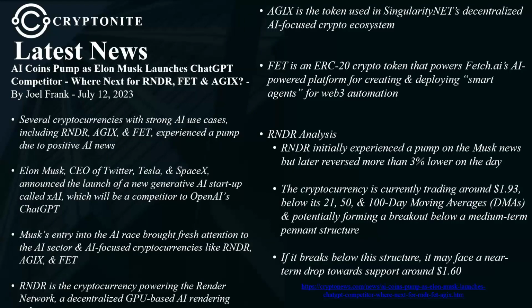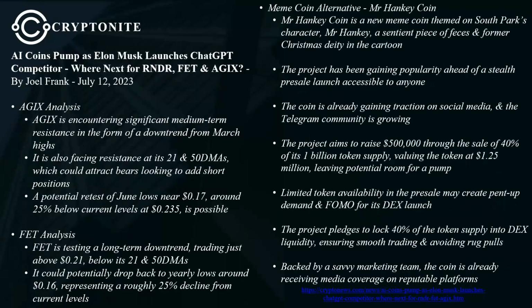The cryptocurrency is currently trading around $1.93, below its 21, 50 and 100-day moving averages, and potentially forming a breakout between a medium-term structure. If it breaks below this structure, it may face a near-term drop towards support around $1.60. So, AGIX analysis from this crypto news from Elon.